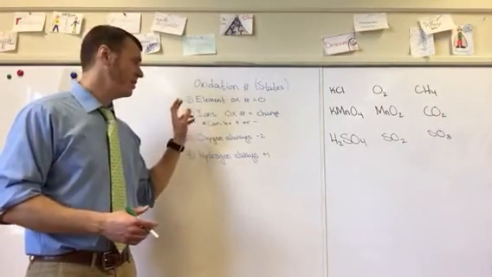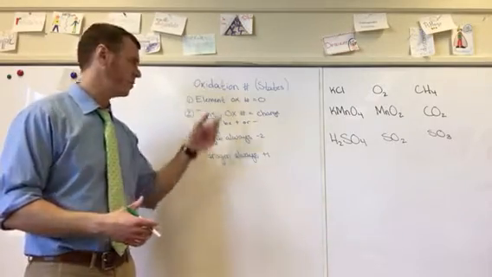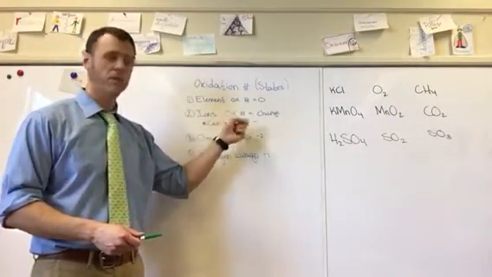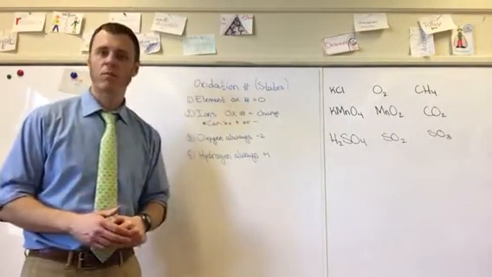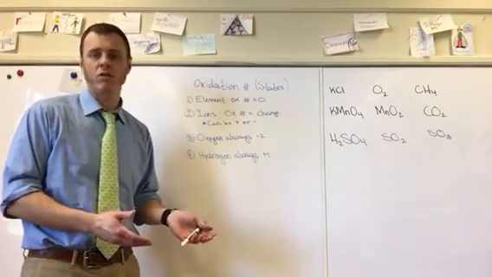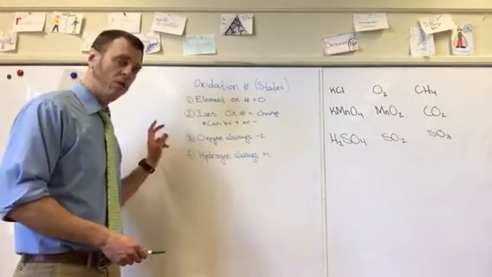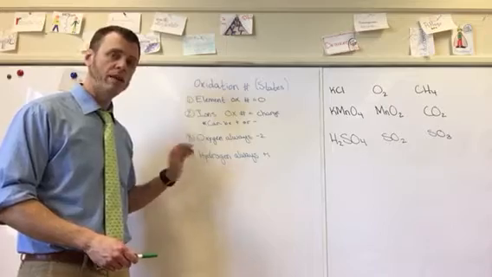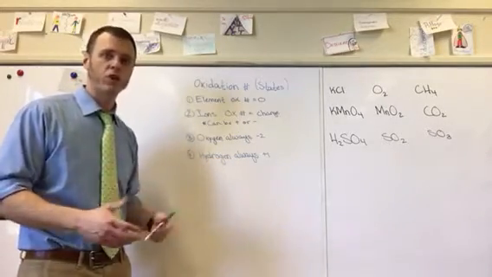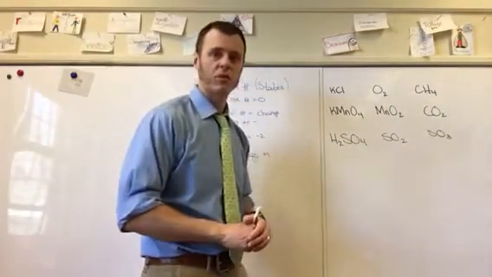Number 2, ions. If you have a single atom ion like Cl- or Na+, the oxidation number equals the charge, which means the oxidation number can be plus or minus. So what's the oxidation number for K+? Plus 1. What's the oxidation number for S2-? -2. All right? 3 and 4 are key as well. 3, oxygen is always -2, and 4, hydrogen is always +1. Those are going to play roles in how we determine the oxidation numbers of other elements, which brings us over here to some examples that we're going to do.